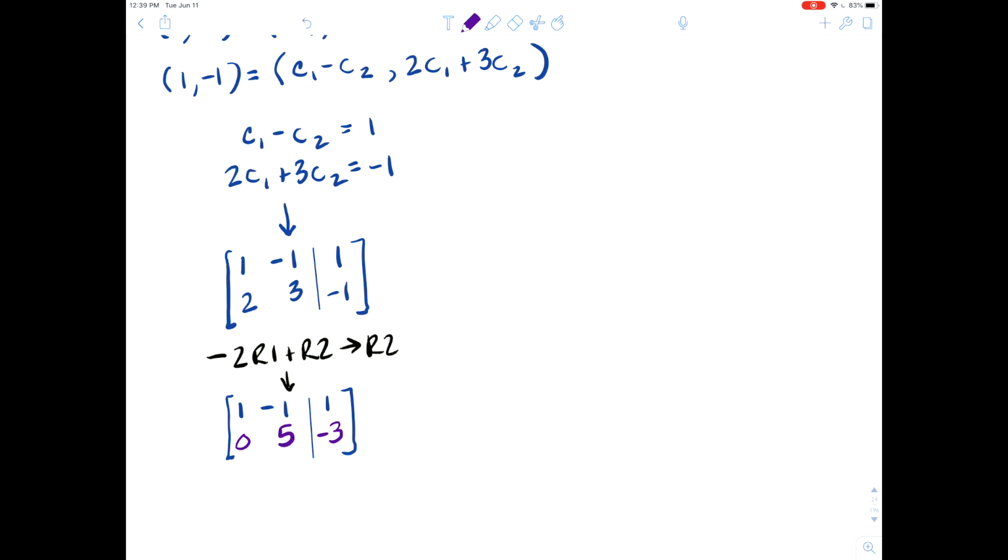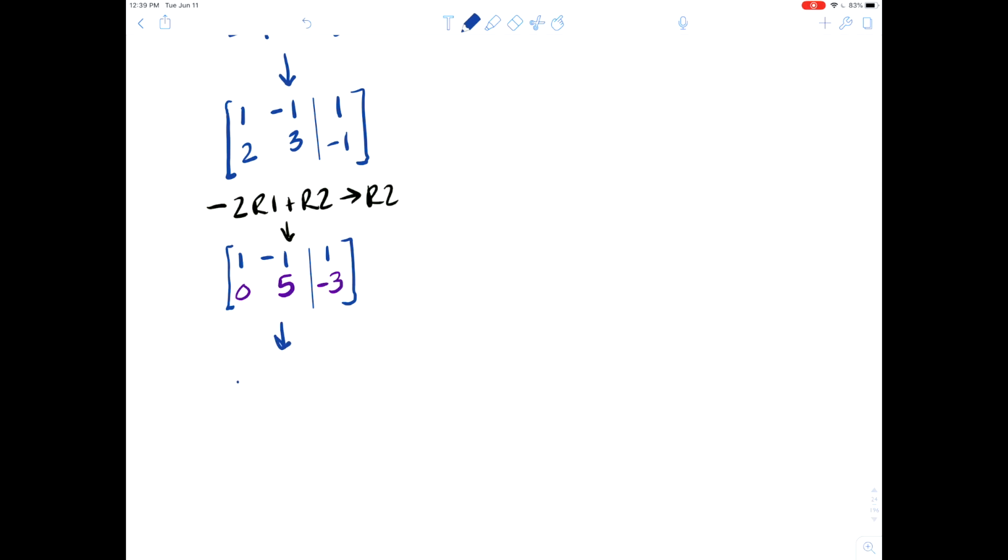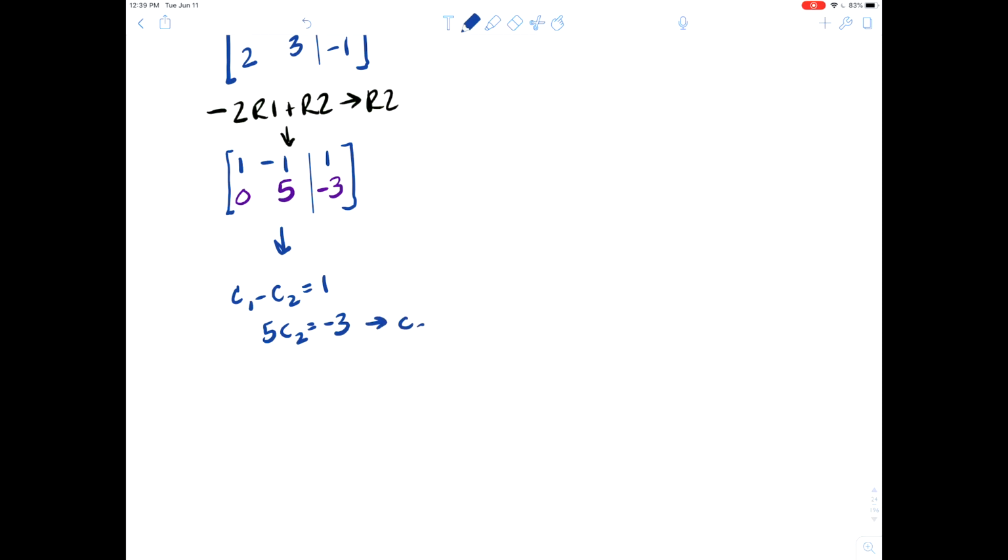Great. And bringing this back into a system, this is equivalent to c1 minus c2 equals 1, and 5c2 is negative 3. So when I isolate c2, I'll get negative 3/5. And when I plug in the negative 3/5 for c2, I'll have c1 minus negative 3/5 has to equal 1. So c1 would equal 1 minus 3/5, which is 2/5. So this one works out too.